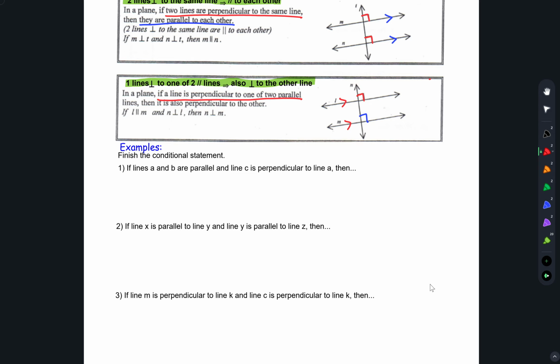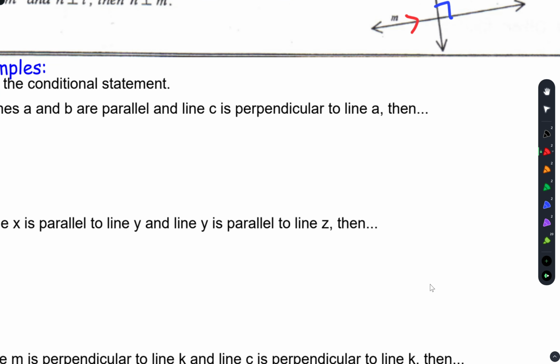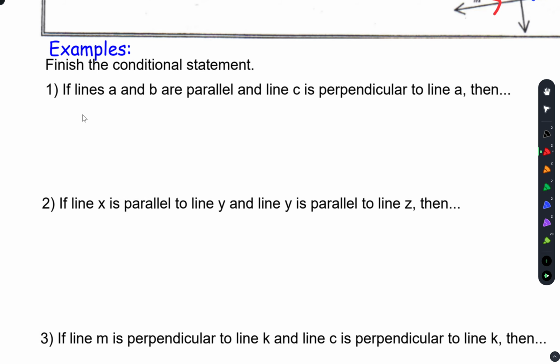So this says, if lines A and B are parallel and line C is perpendicular to line A, then what can we conclude and what is the reason? So I'm going to take this apart piece by piece. I have lines A and B parallel. So let's just draw 2 parallel lines. They don't have to be anything fancy. Here's A, here's B. They're parallel.